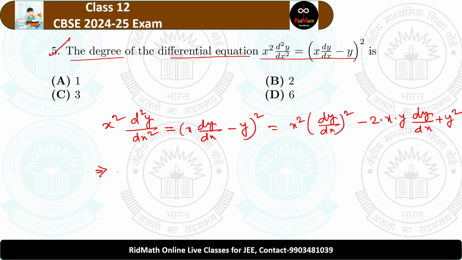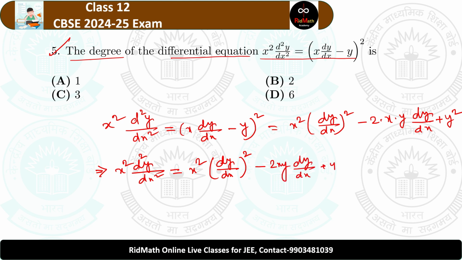So this implies x square d square y by dx square equal to x square (dy by dx) whole square minus 2xy into dy by dx plus y square. So observe that here the highest order of derivative is 2 and its degree is 1. So the degree of this differential equation is 1. So option A is correct.